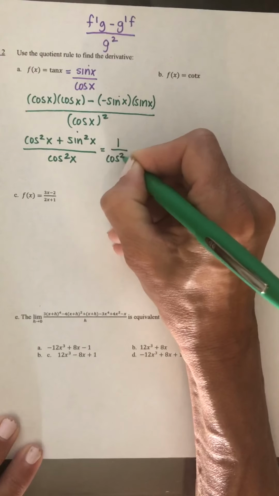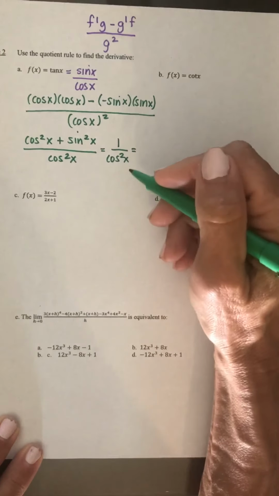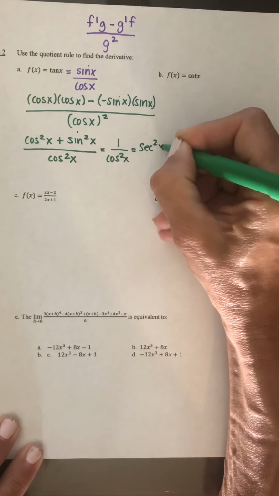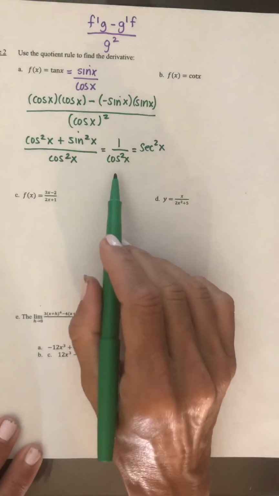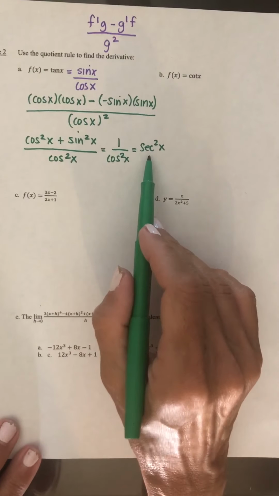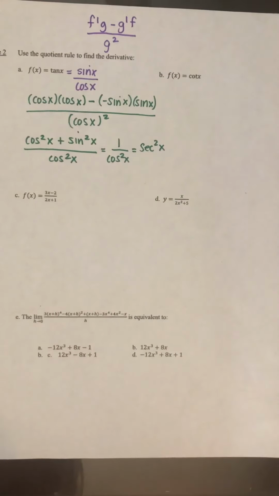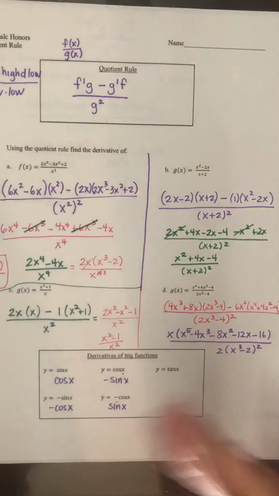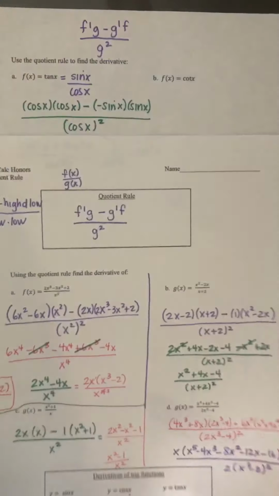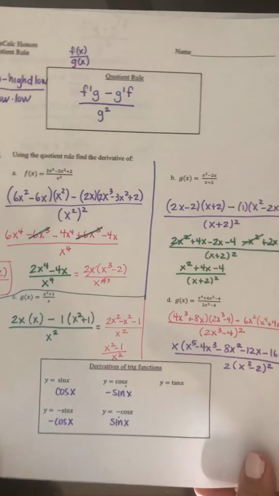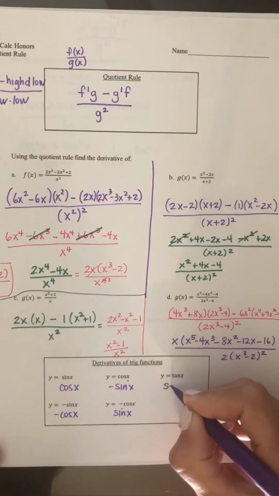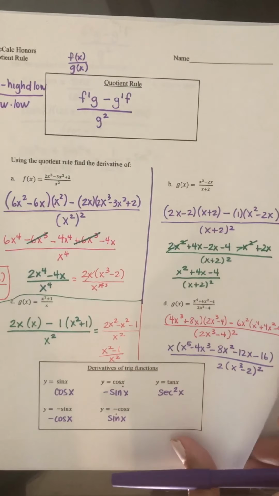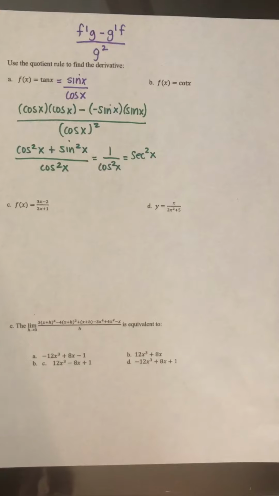1 over cos squared x, but 1 over cos is better known as secant. Secant squared, because it's cos squared. 1 over cos squared is secant squared x, and that is your derivative of tan. So go back to the page prior where you see tan x, right? We have secant squared x. So the derivative of tan x is secant squared x. We just proved it.